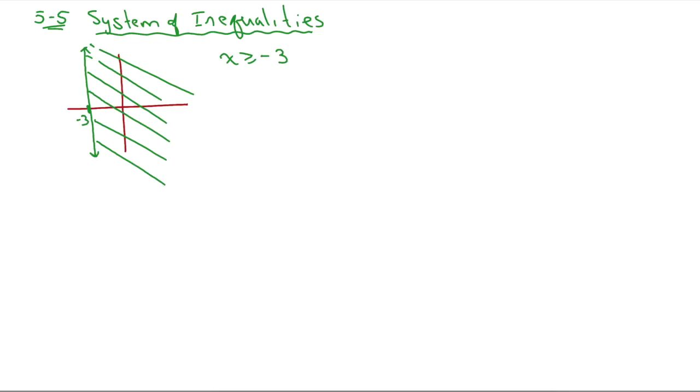How many points are there? An infinite number of them. Lots and lots. So that would be the graph of x is greater than or equal to -3. All right. Keep it simple for one more.